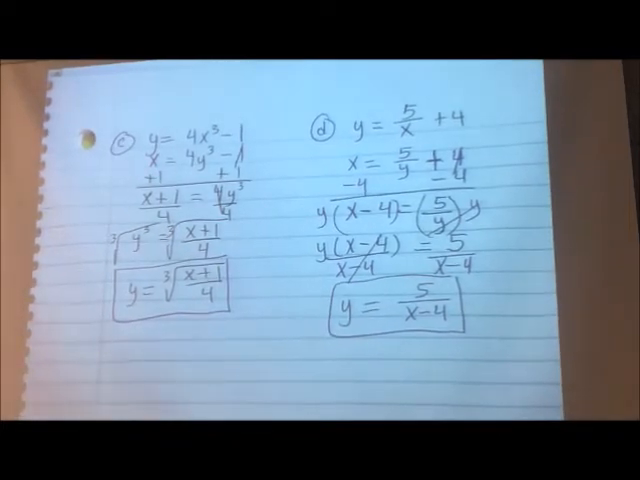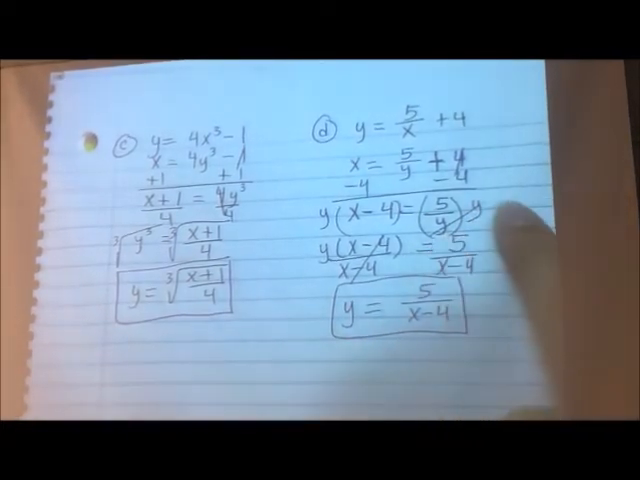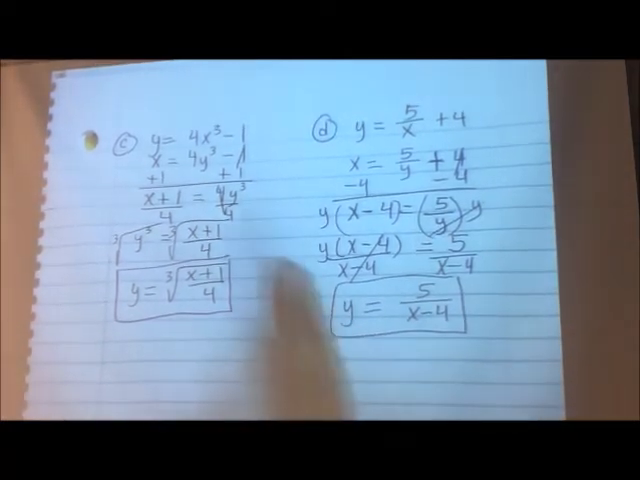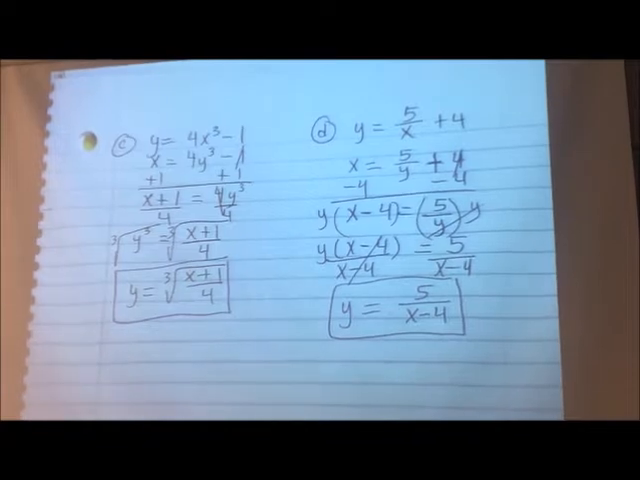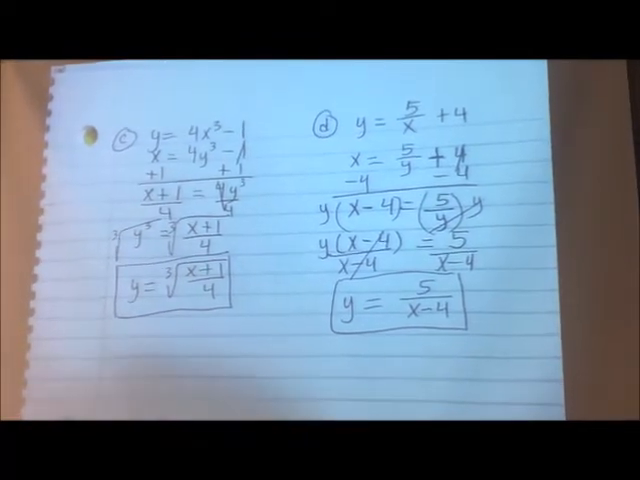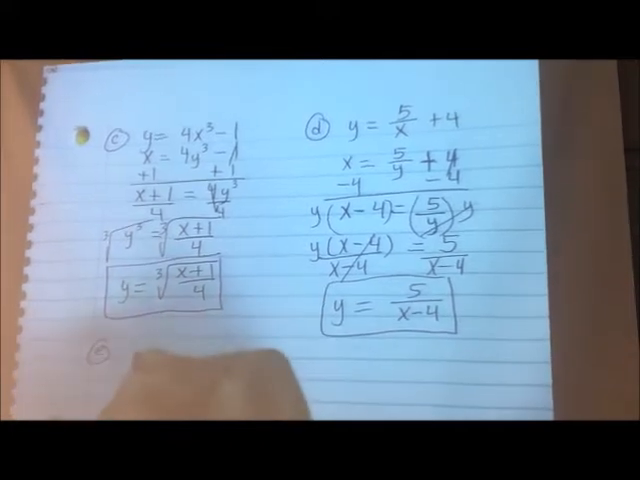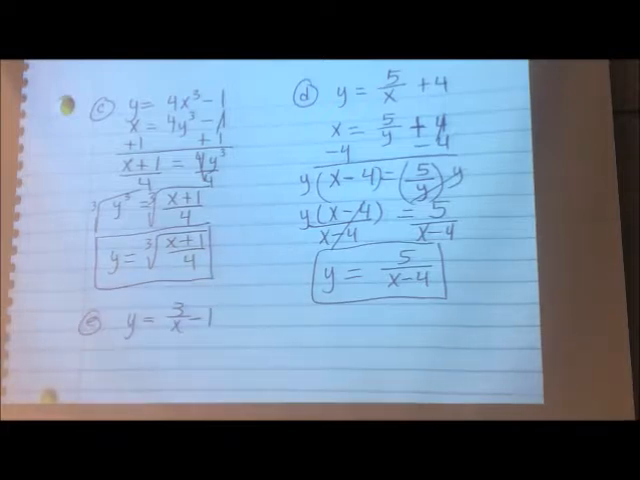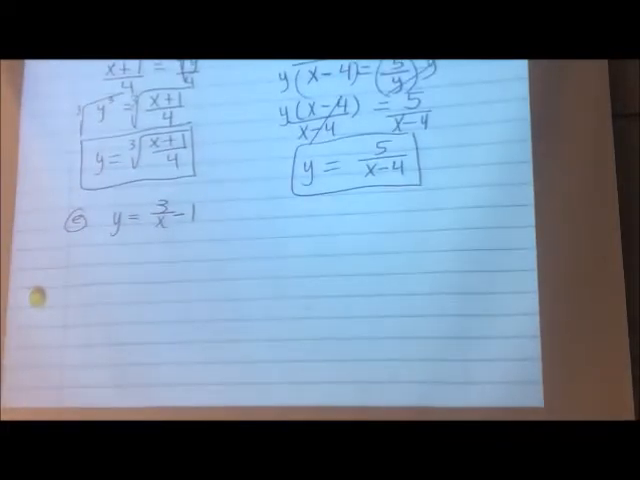So even though it's a variable in the bottom, you still just multiply by the denominator. That crosses out. Would you like to try another one like this? Or do you think you got it? Another one, just to be on the safe side. Y equals 3 over x minus 1. We'll start working on this one.